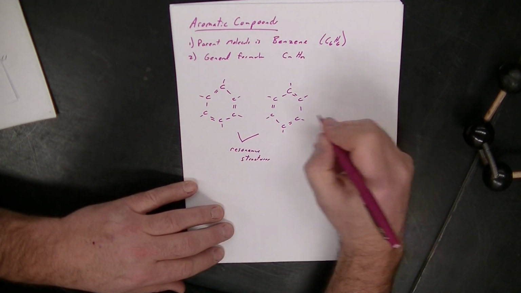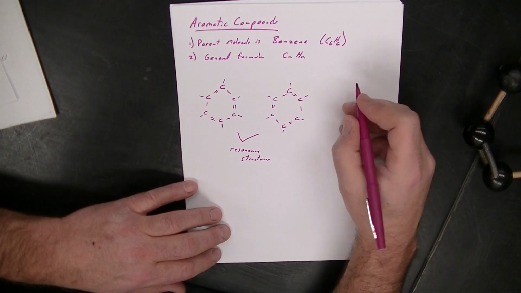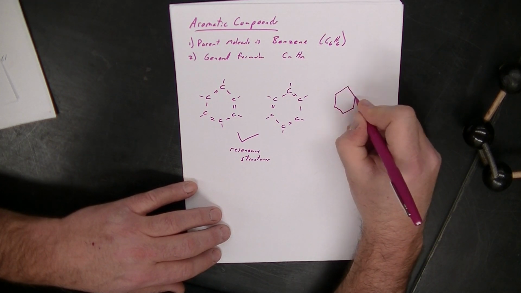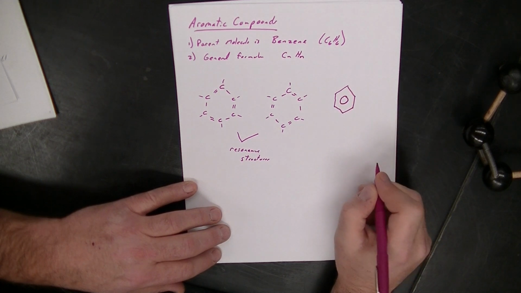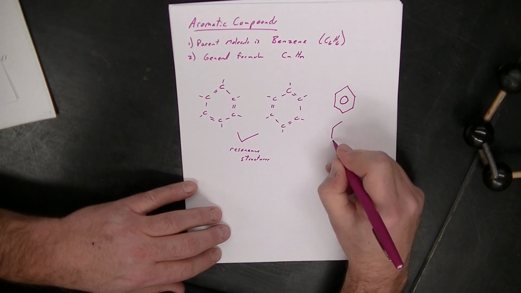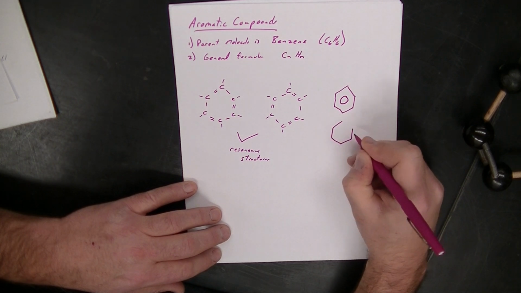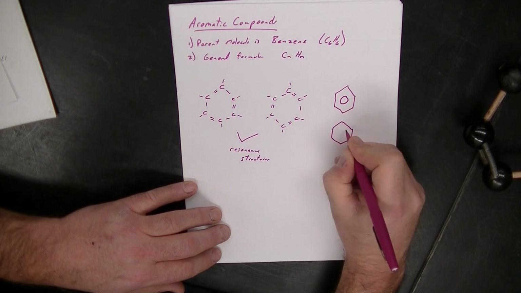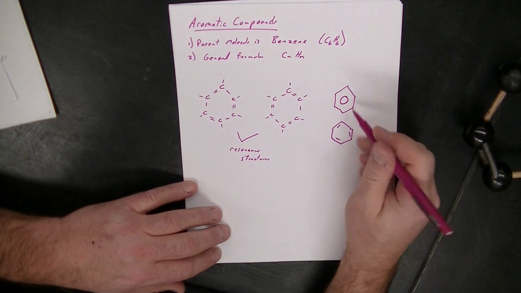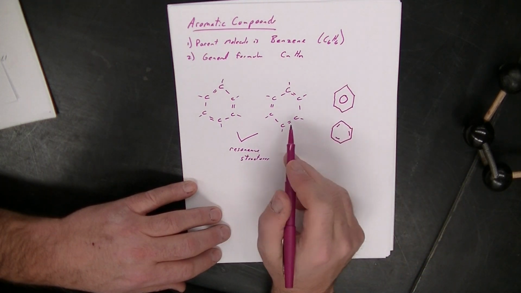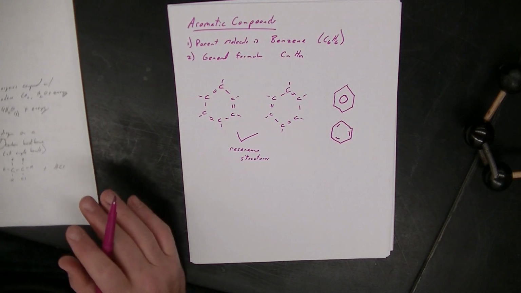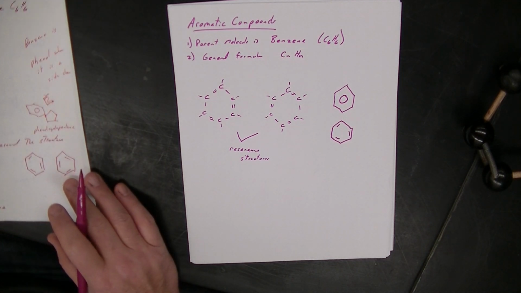Now, we represent these in a couple different ways. You might see something like this. That's an example of a benzene ring, one way we could do it. You might also see this, where you have the double bonds written like that. Both of these are acceptable, and you'll see both of them. And then here are your resonance structures.